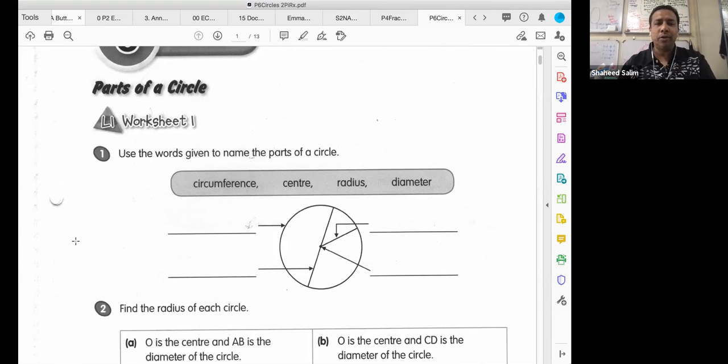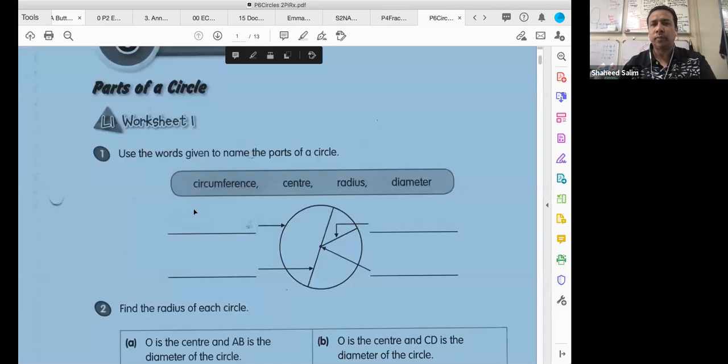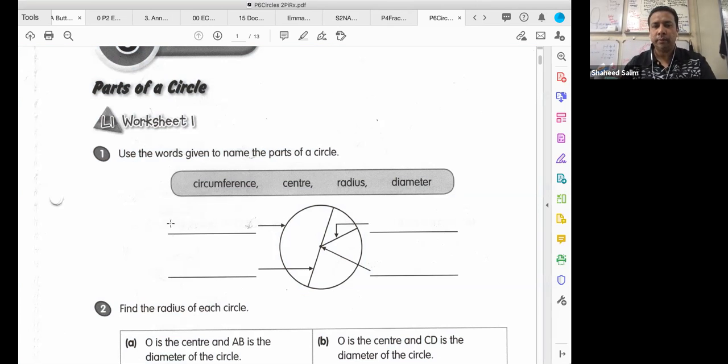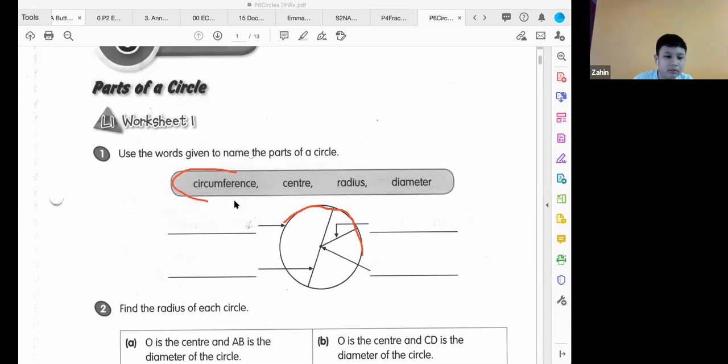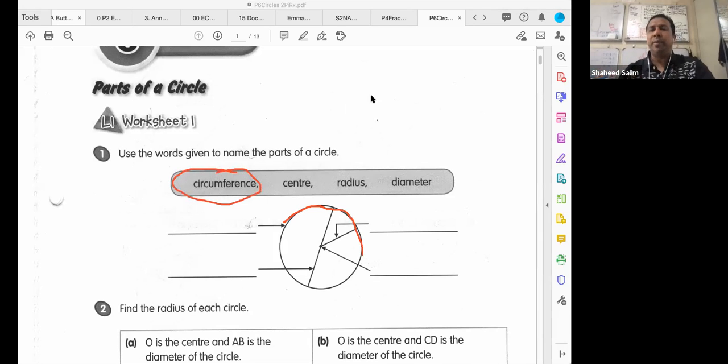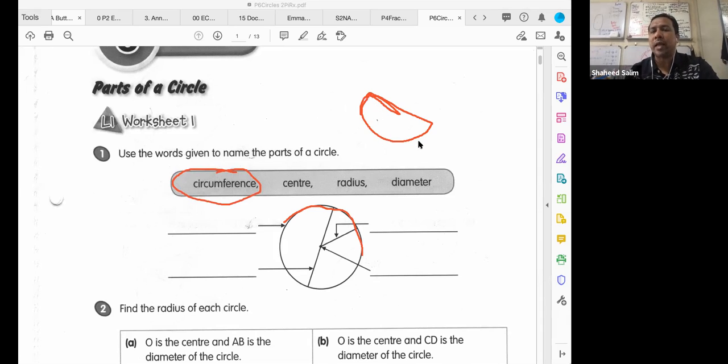Okay, what do you call this one? Ilhan, what do you call this one? This thing here. Or Zahin or Ilhan, either one. What is this thing going around, the whole thing? Circumference. So we don't call it perimeter, okay? We only call it perimeter when we have something like a half circle, like a pancake, kuih apam balik. We don't call this outer part circumference, we call it perimeter. Circumference is for one full circle. Okay, remember that?